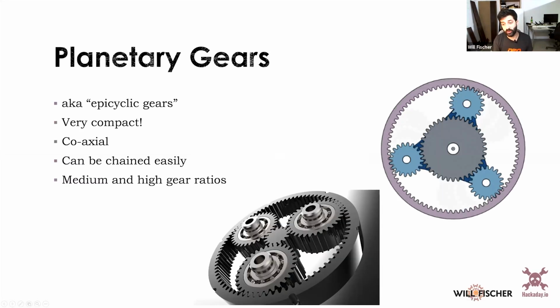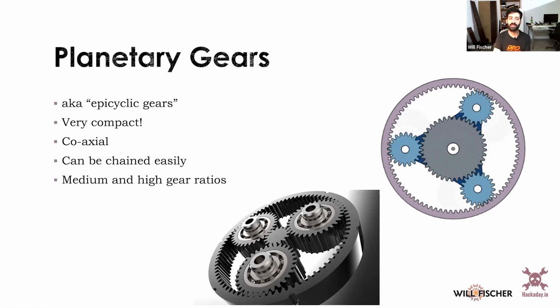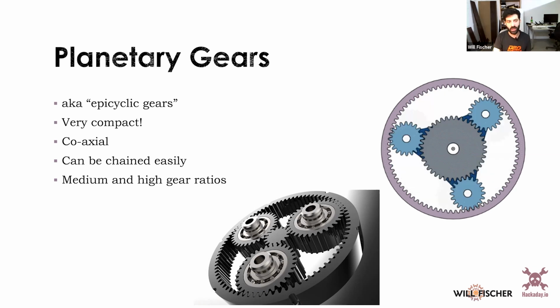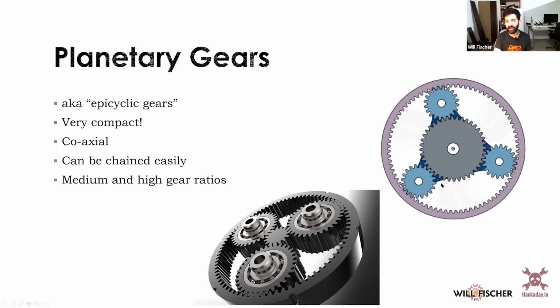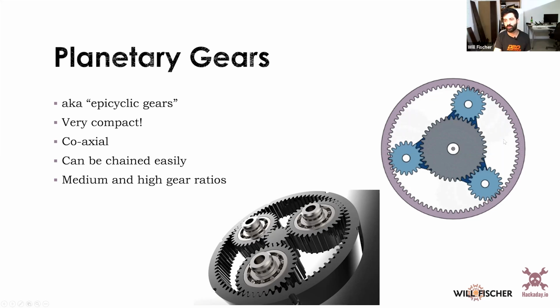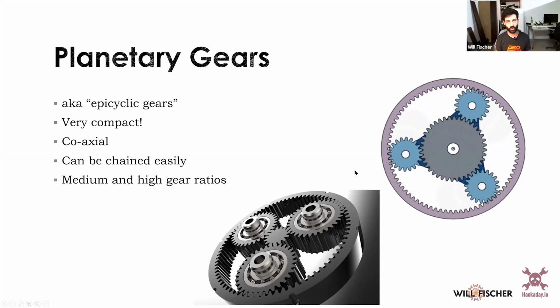Planetary gears are another really cool one. You've got that animated thing showing up there. They're sometimes called epicyclic gears, but planetary gears is the common name. You have a sun gear in the middle, you have planet gears that travel around it, and you have what's called an annular ring around the outside, which is just a bunch of teeth on the inside of a thing. They're extremely compact, which is cool.